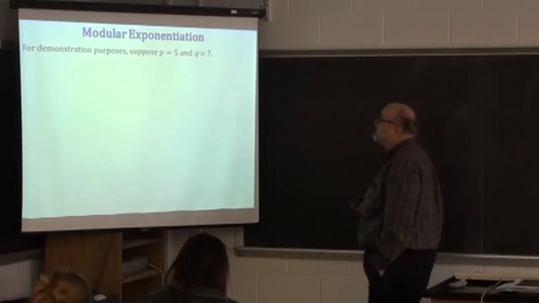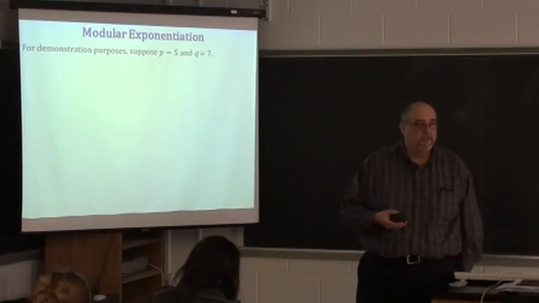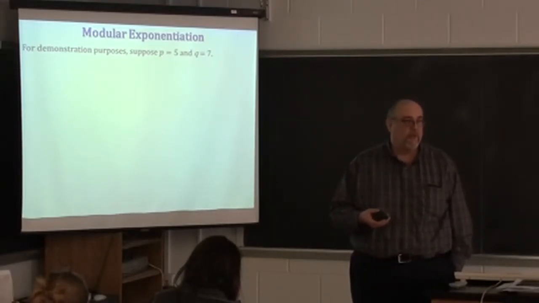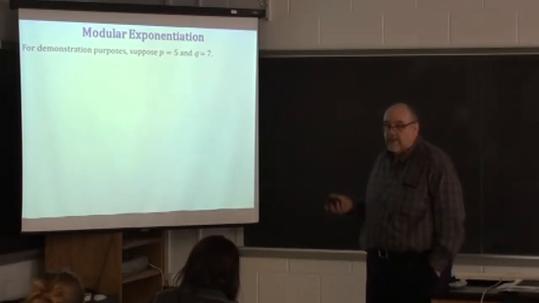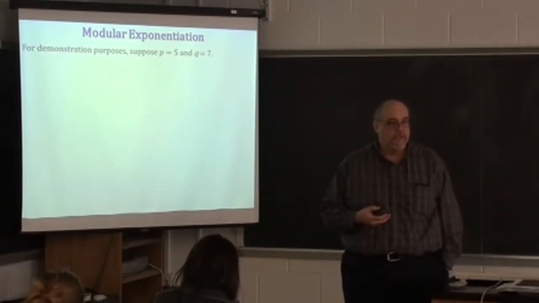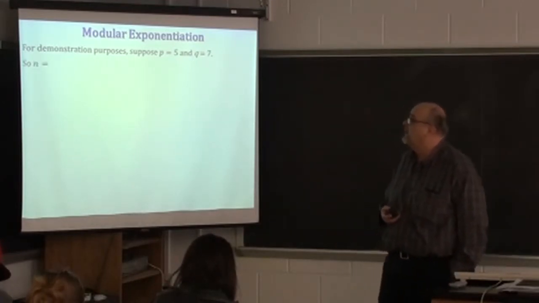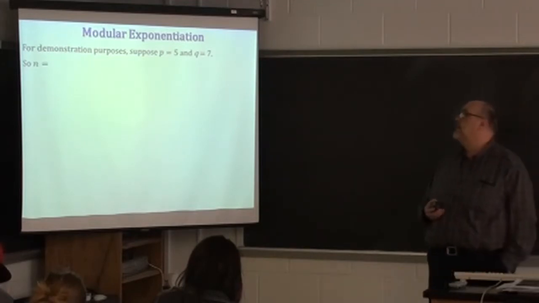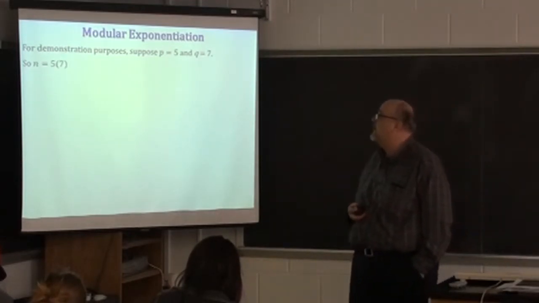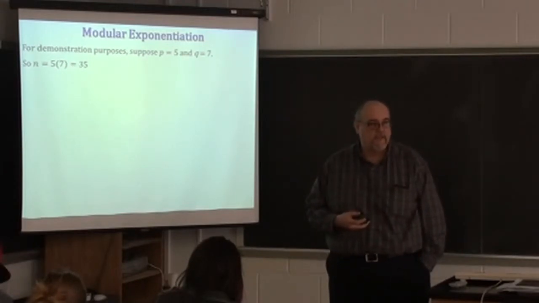For demonstration purposes, we're not going to use very large prime numbers. We're going to use small prime numbers. 5 and 7. Agreed that both of those are prime? So n is what? 5 times 7, or 35. Not a very large n.